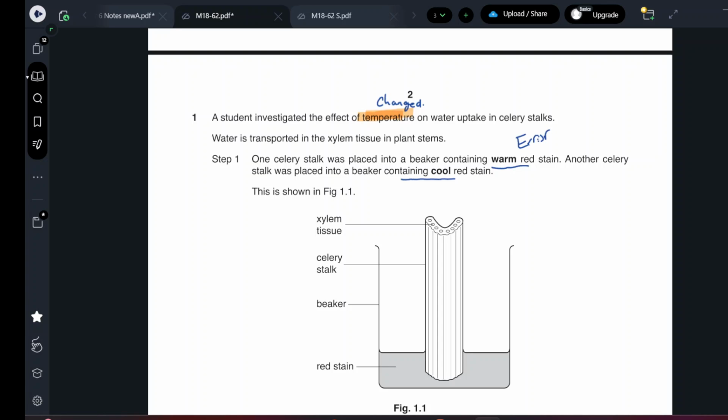This is a source of error. What does that mean? It is something that will cause wrong numbers in your experiment. So you cannot leave the warm stain like that. You have to put it in a thermostatically controlled water bath. It is a water bath using electricity. It will keep the temperature warm or it will keep it cool, so it stays at the temperature you want.